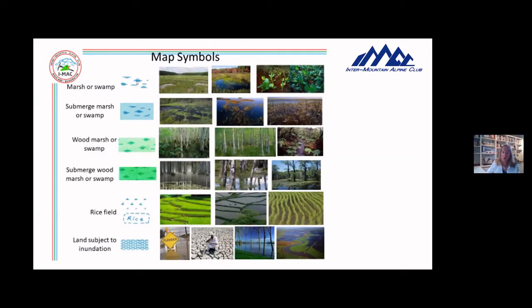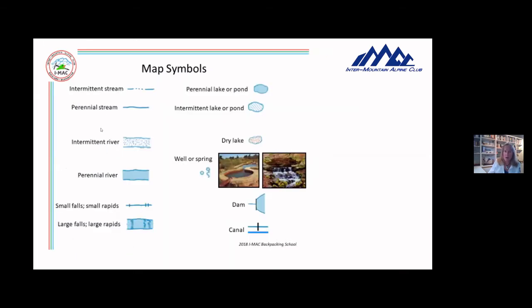Marshes or swamps, those are important. I have a White Pass map, and it shows the Pacific Crest Trail, and you will see lots of shrubs, marshes and swamps labeled like this. It doesn't mean it's always standing water. These are submerged, but you can see these marshes and swamps, wood, submerged wood. Rice fields, wrong area. Land subject to inundation. I don't see these too much, and I don't see that as much on our local maps, and most of the maps I use in our classroom are local. Okay, intermittent stream.